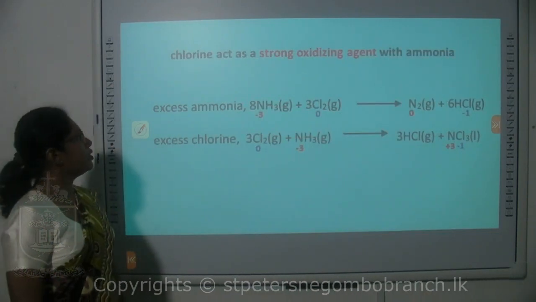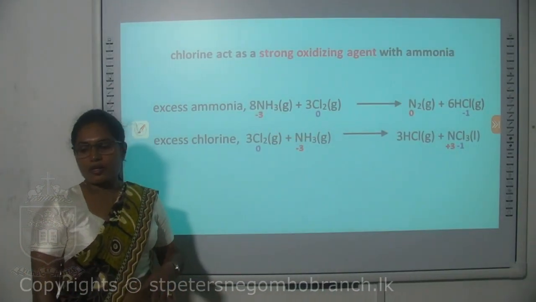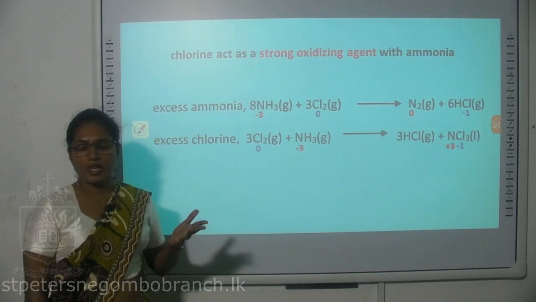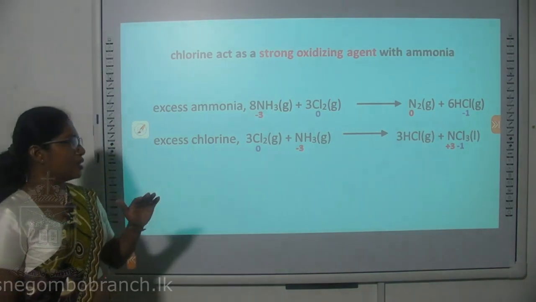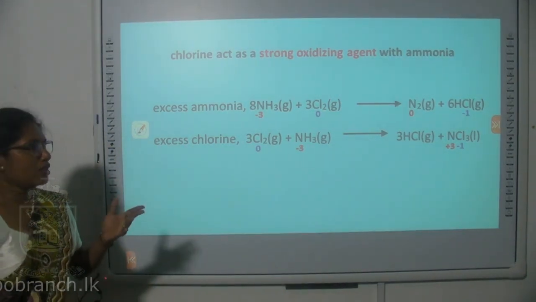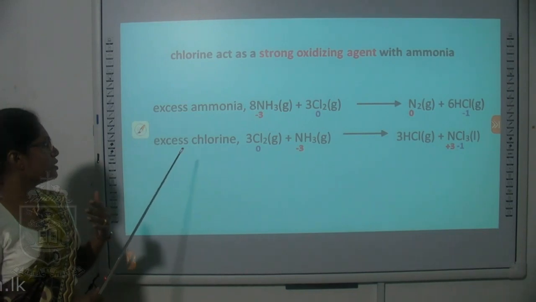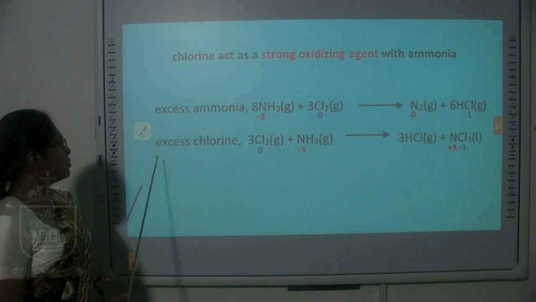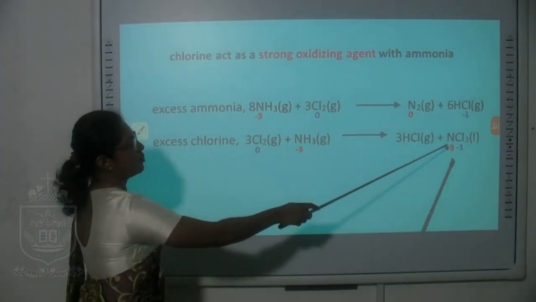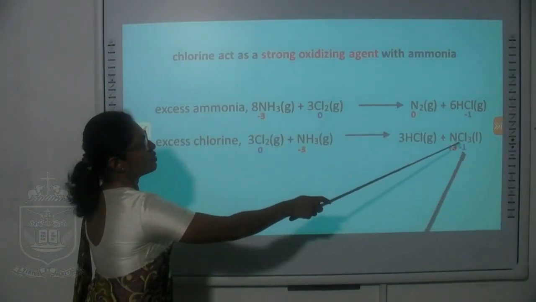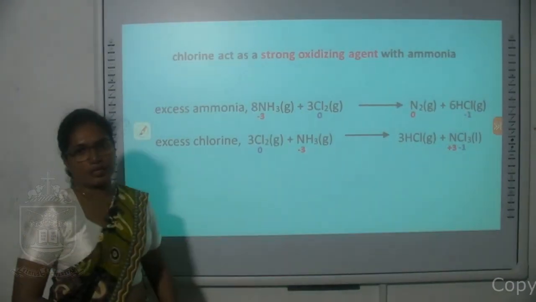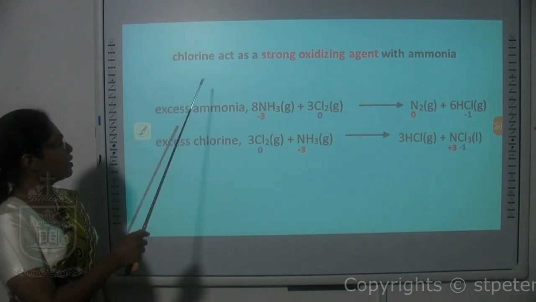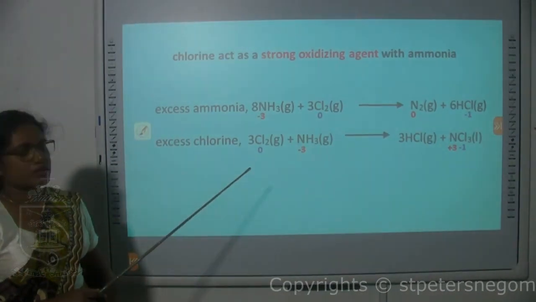Then chlorine also reacts with ammonia and acts as an oxidizing agent. With excess ammonia, it forms nitrogen gas, and with excess chlorine, it forms nitrogen trichloride. In these reactions also, chlorine acts as a strong oxidizing agent.